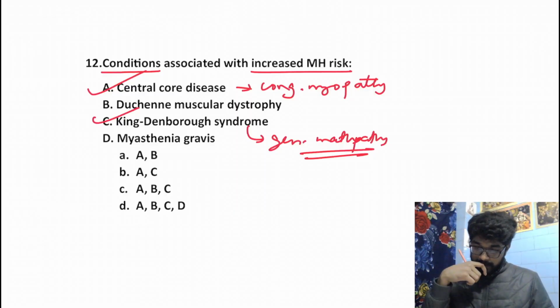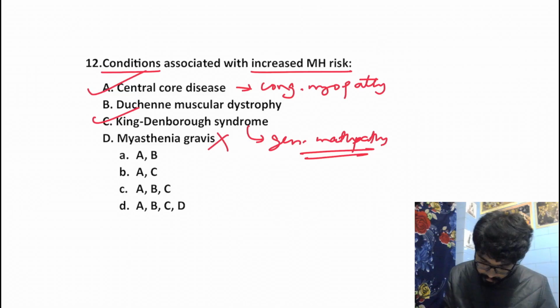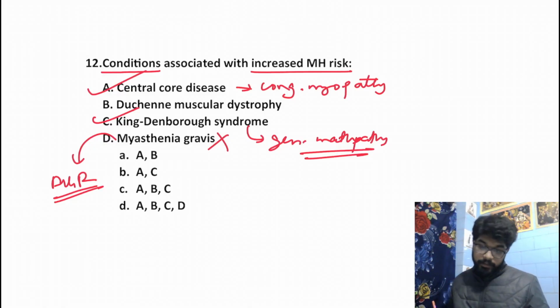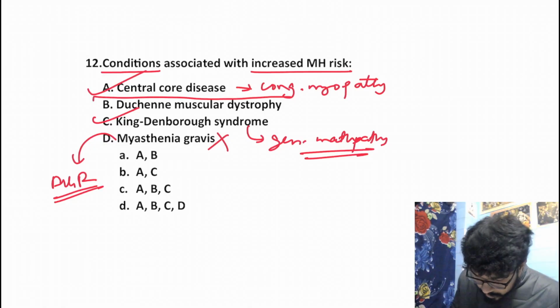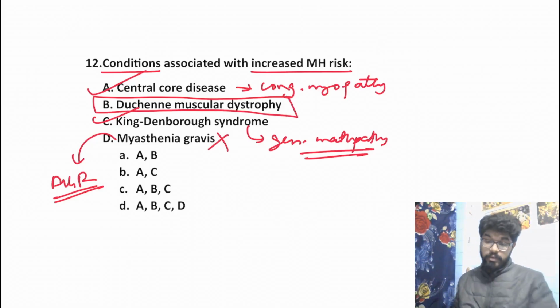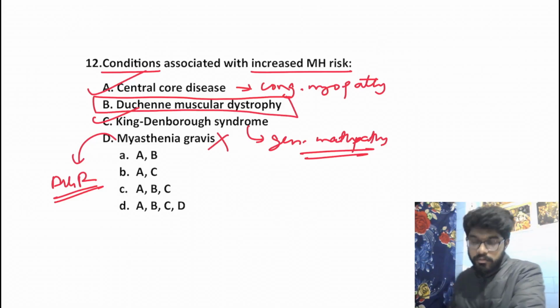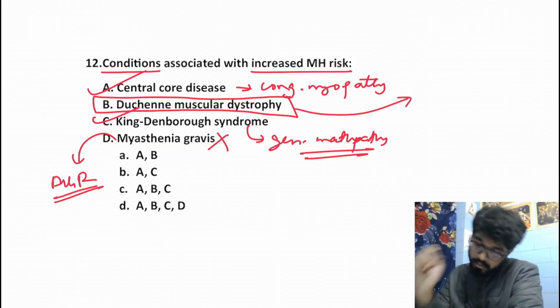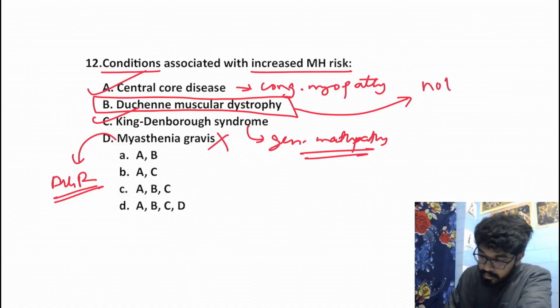And if we talk about myasthenia gravis, no, it does not, because in myasthenia gravis the problem is the acetylcholine receptor, which has no relation with malignant hyperthermia. Okay. Now, if we talk about Duchenne's muscular dystrophy, right? Marrow mentions that Duchenne's muscular dystrophy increases the risk of malignant hyperthermia, but it does not. Okay. It does not increase the risk of malignant hyperthermia.